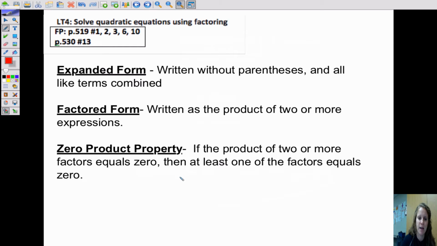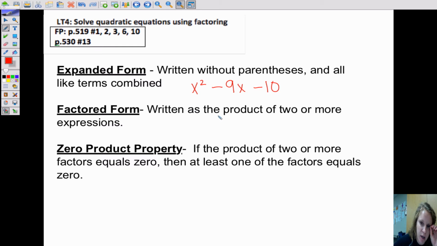First one is expanded form. Expanded form is when a polynomial is written without parentheses and all terms are combined. So this would be if we had something like x squared minus 9x minus 10. Okay? X squared minus 9x minus 10.